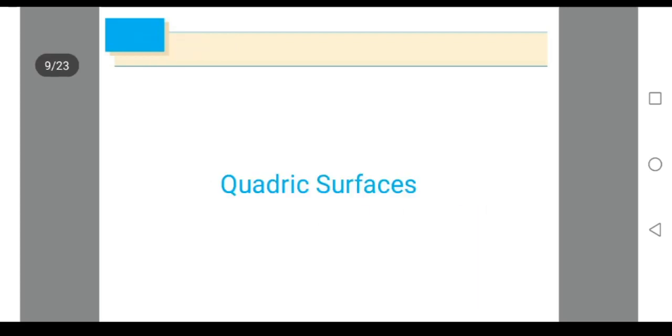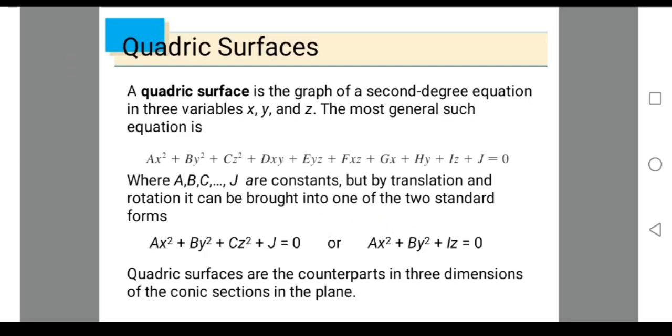Okay, now we talk about quadric surfaces. A quadric surface is the graph of a second degree equation in three variables x, y, and z. The most general such equation is ax squared plus by squared plus cz squared plus dxy plus eyz plus fxz plus gx plus hy plus iz plus j equals 0, where a, b, c up to j are constants. By translation and rotation it can be brought into one of two standard forms, right?